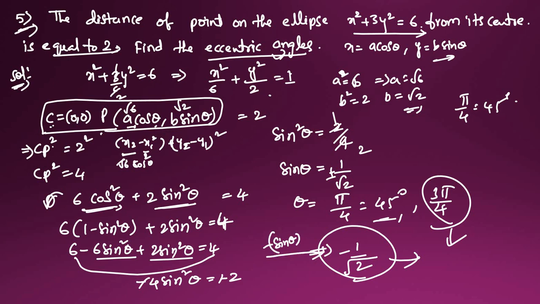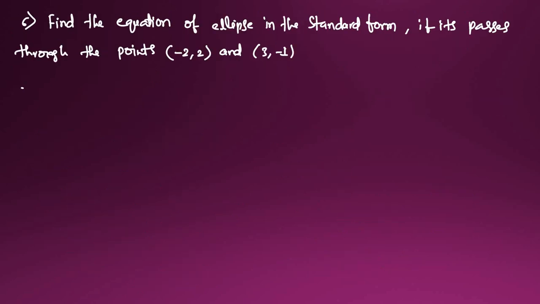Okay, now I'm going to the next question, that is the sixth one. Now the sixth question is to find the equation of the ellipse in the standard form. So here he is asking us to find the equation of the ellipse in the standard form x square by a square plus y square by b square is equal to 1. He is asking us to find it in this form.